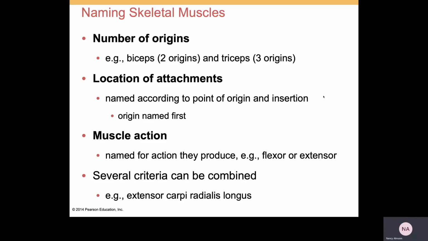Sometimes muscles are named for the action which they engage in. So flexor, extensor, supinator. You have a couple of pronator muscles. And oftentimes several criteria are combined to give you a lot of information about the muscles. So if you hear extensor carpi radialis longus, you can have a good idea of what that muscle does, how long it is, and where it originates and inserts.